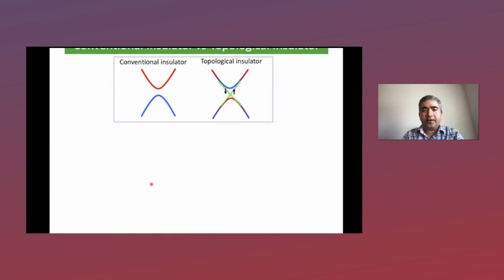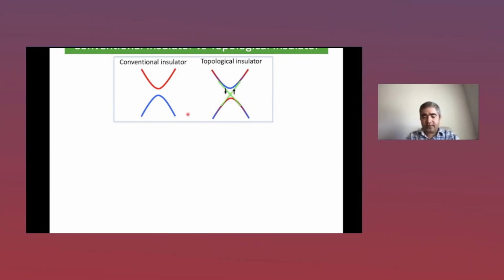Okay, so let me talk a little bit about topological insulators. What is the difference between a conventional insulator and a topological insulator? In a conventional insulator, we have a conduction band and a valence band. They are separated by a band gap. But in a topological insulator, we have a conduction band, valence band, and band gap, but within the band gap, we have this surface state, which has a spin-polarized channel within the band gap.